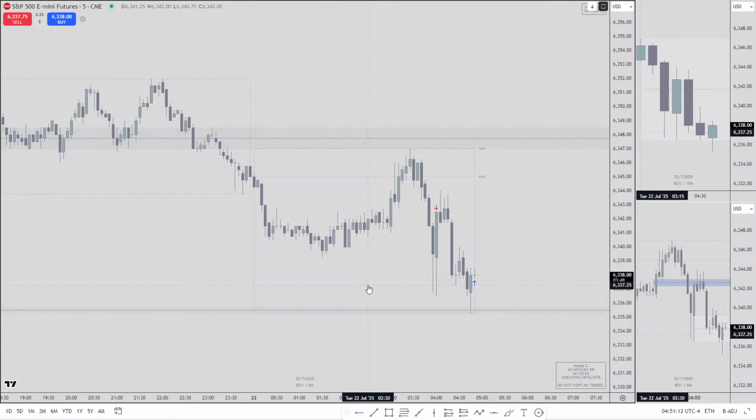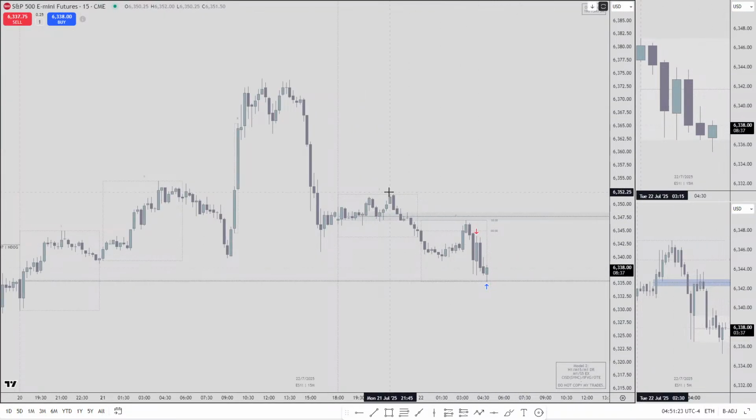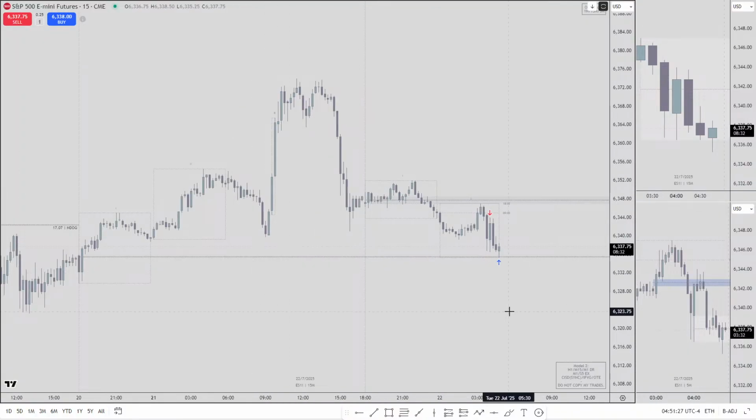Okay, so right now we would be looking for longs for the rest of the day on the 15 minutes to take out these highs. Okay, that would be the game plan.